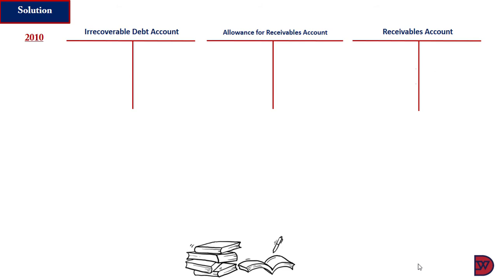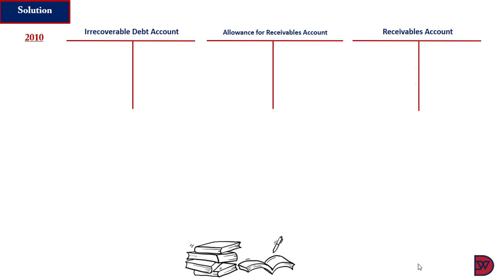We'll start with the year 2010. So we'll open the irrecoverable debt account, the allowance for receivables account, and the receivables account. Now one will ask, why is the irrecoverable debt account open here? Because as we said earlier, the movement in the allowance for receivables account will be recorded in the irrecoverable debt account in the income statement.